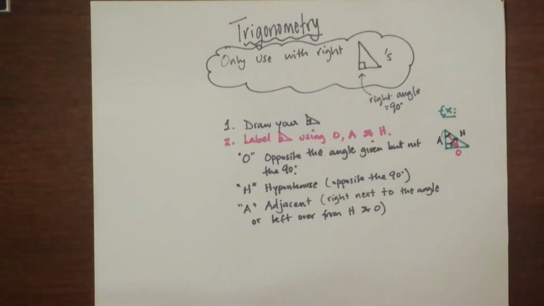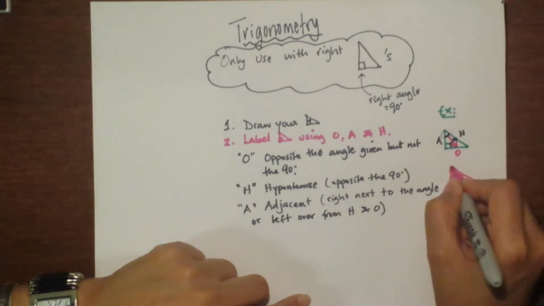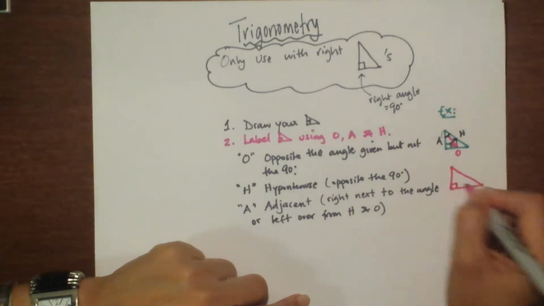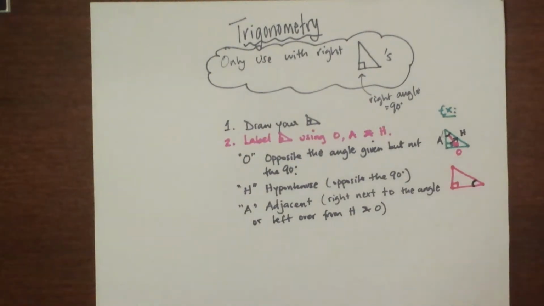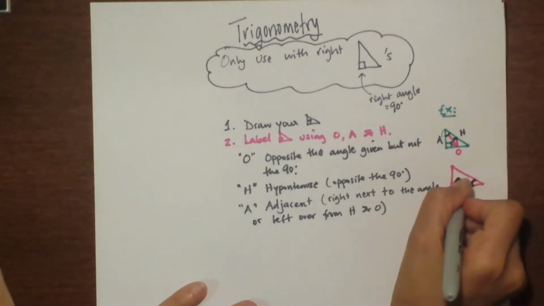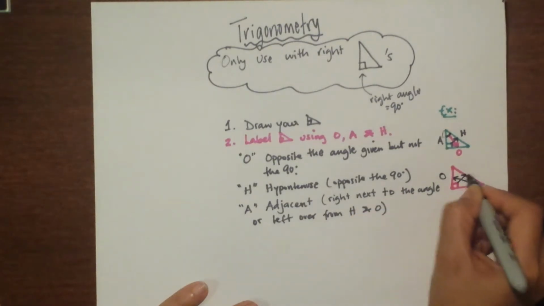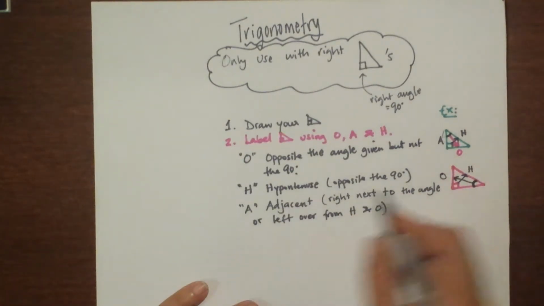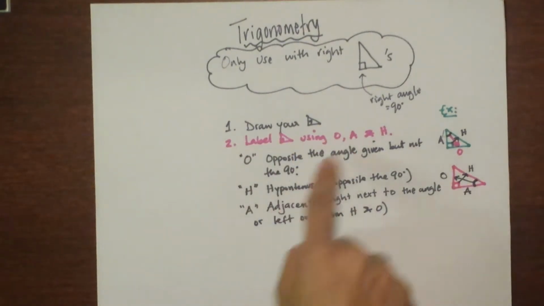Let's see if I can give you one where you do it yourself. Example 2. Here's a 90. Let's say this time they give you this angle. Label O, A, and H. Remember, O is directly opposite the angle given, so we go opposite. That's O. H is always opposite the 90. That's H. And again, A is always what's left over. So those are how you label the triangle using O, A, and H.